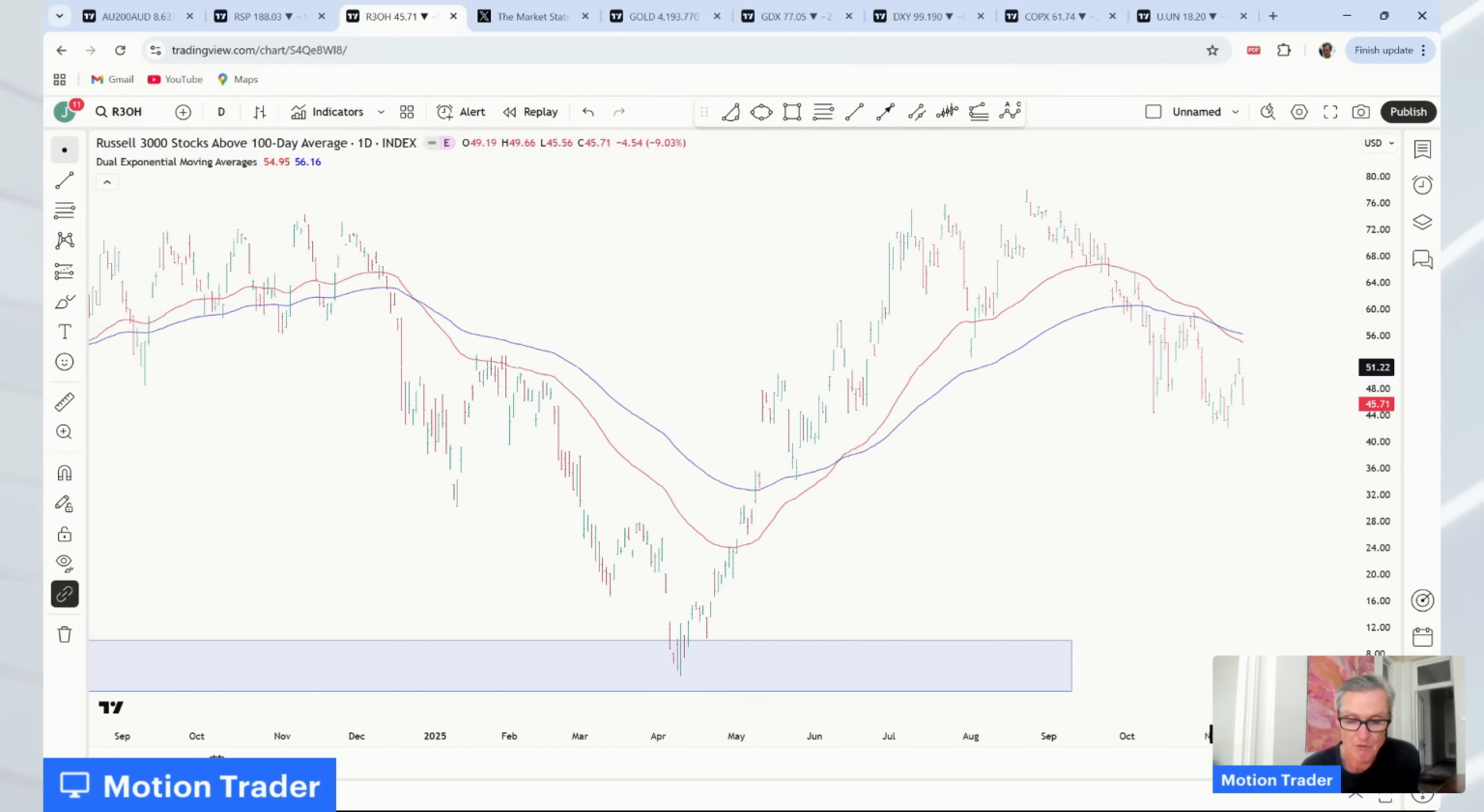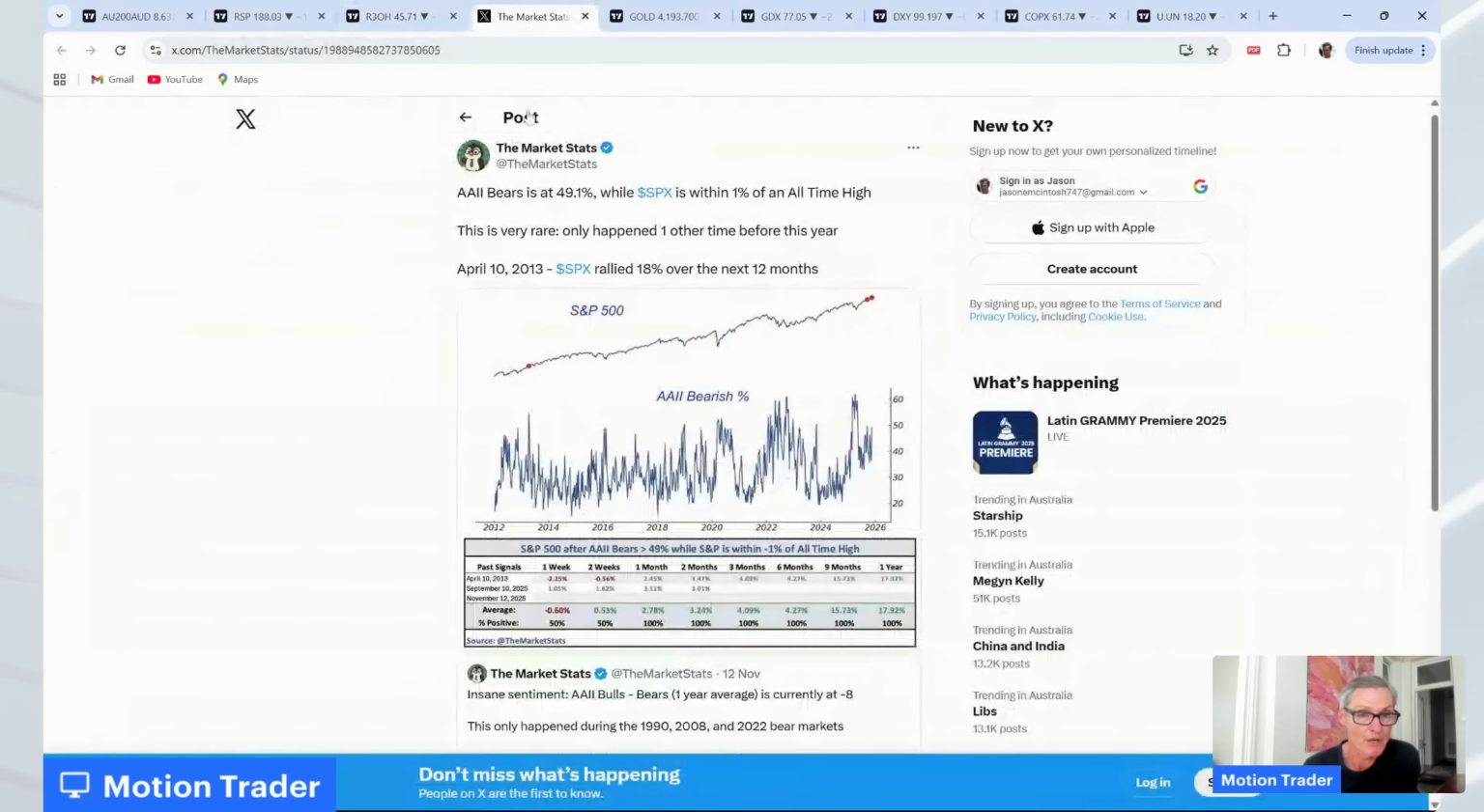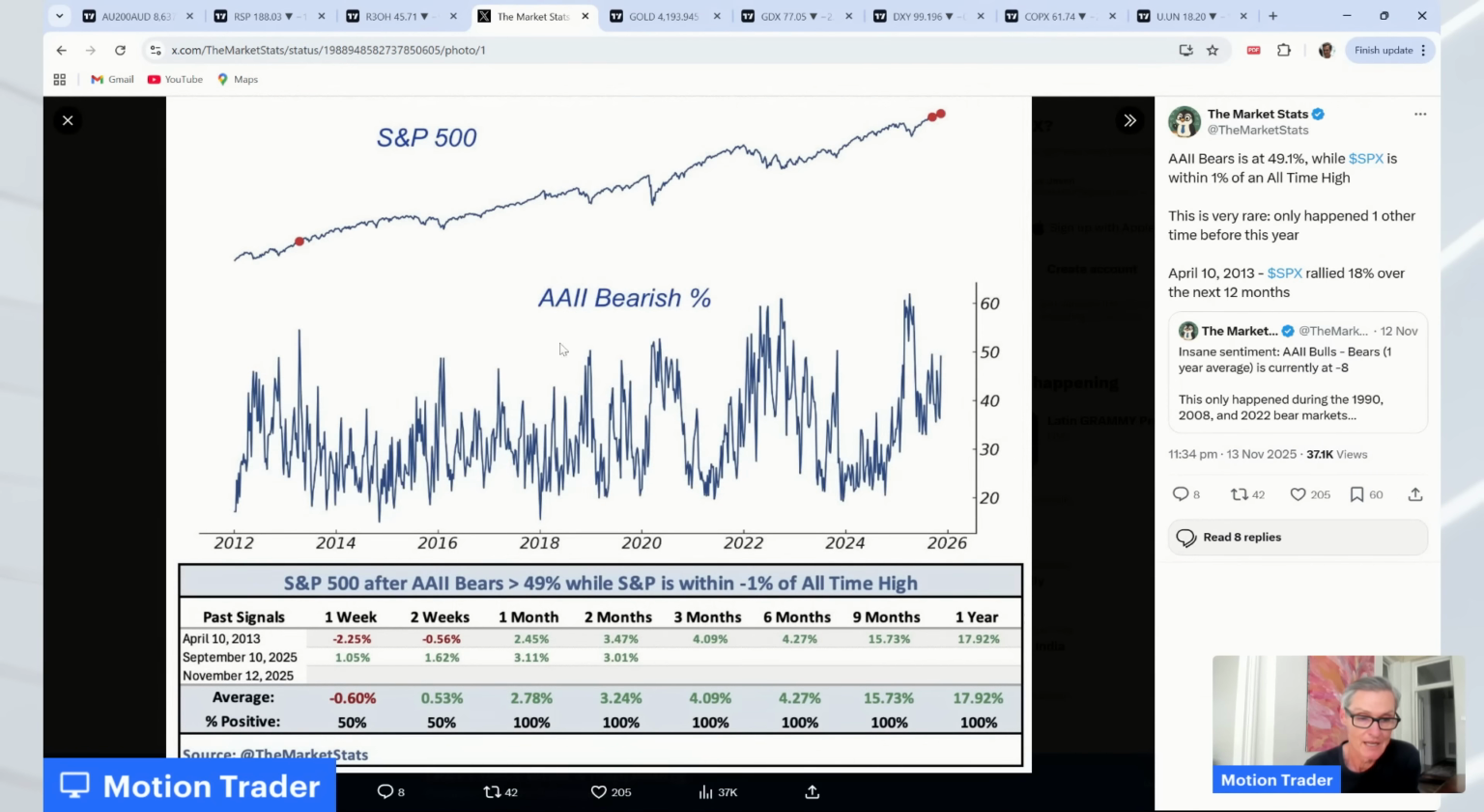I've got a graph I want to show you before we finish this section, and it goes back to 2012. It came up on my Twitter feed during the week, and I thought it was interesting, worth having a look at. It comes from these guys called Market Stats. This is showing the percentage of bearishness according to the American Association of Individual Investors survey. So a high number means there's a lot of bears. A low number means everyone's pretty much bullish. And it goes back, as I say, to 2012.